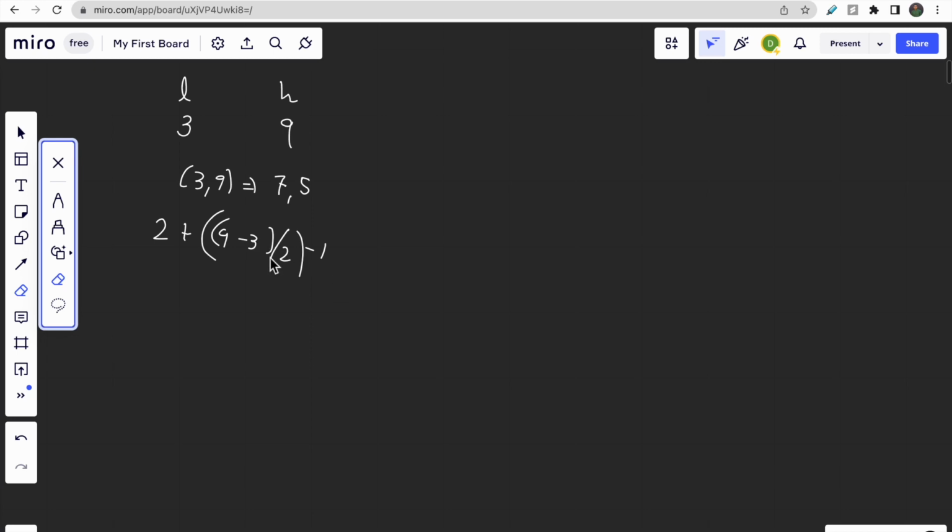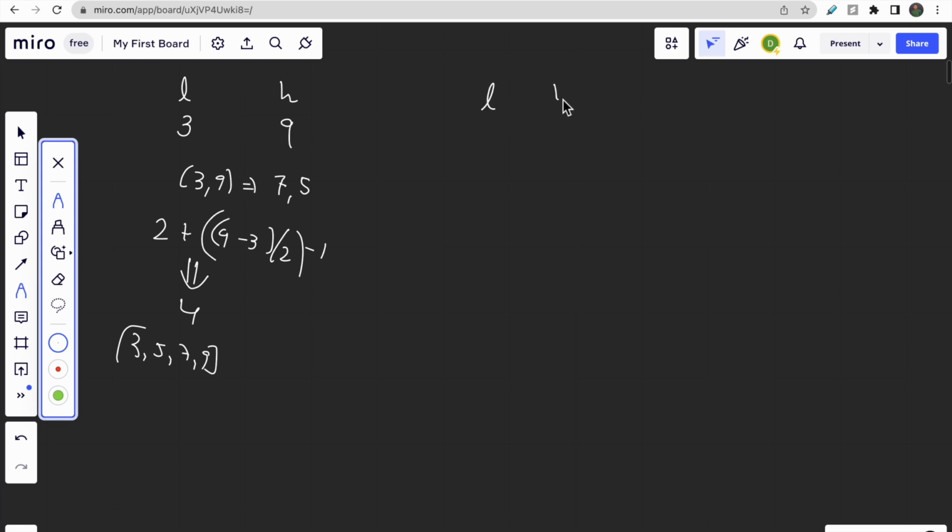So 9 minus 3 is what? 6. 6 by 2 is 3. 3 minus 1 is 2. So there are 2 odd numbers, 5 and 7, between the range 3 and 9. And here the total answer is 4, that is 3, 5, 7, 9. I hope you got this, how we derived this solution by taking 1 from here, 1 from here, and doing (high minus low) by 2 minus 1. This would be the formula.